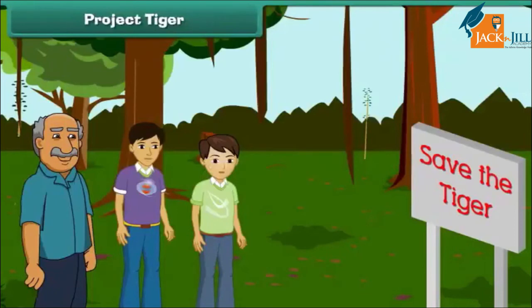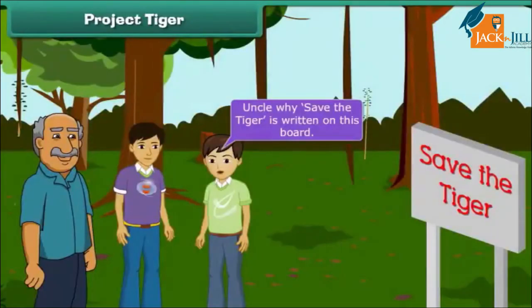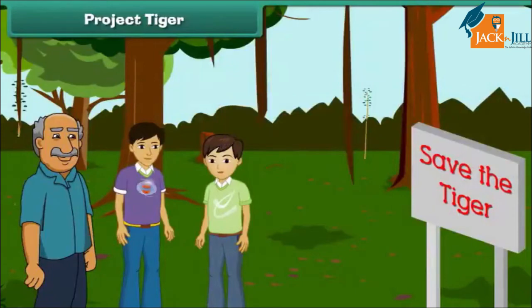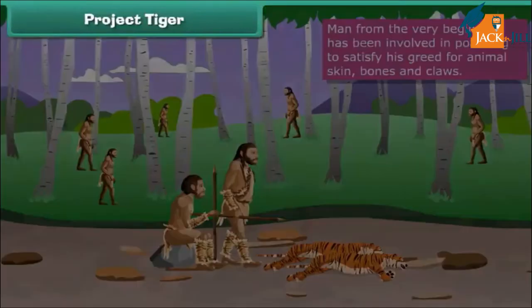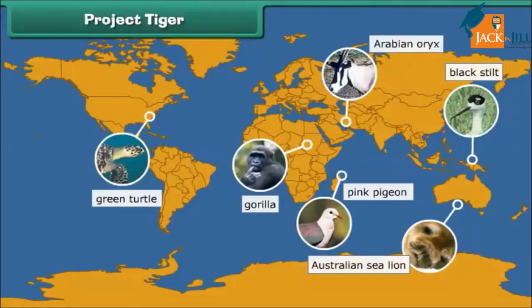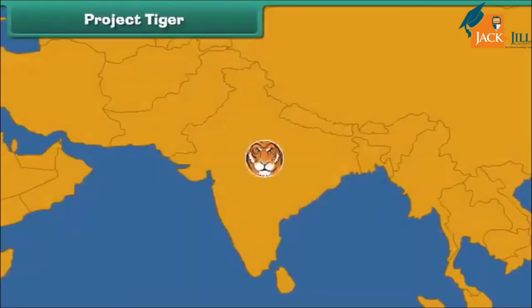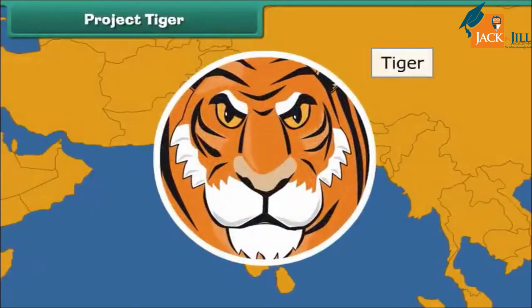Project Tiger. Suddenly, Ram saw a board that read, "Save the Tiger." He asks his uncle why "Save the Tiger" is written on this board. His uncle replied that man from the very beginning has been involved in poaching to satisfy his greed for animal skin, bones and claws. He did not care about its effect on the diversity of the world. As a result, we have already made some species fade away from earth forever. The Indian tiger is also one of them.